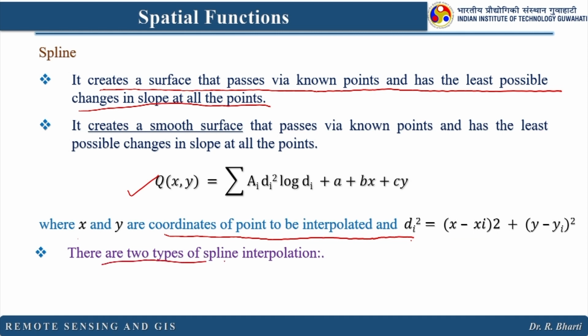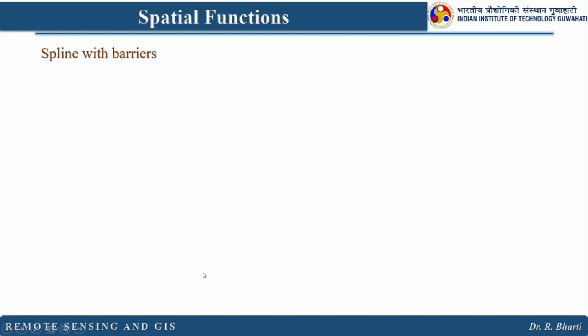There are two different types of interpolation in spline. The first one is regularized and the second one is tension spline. Here you have the flexibility to apply this spline with barrier. Now let us understand the concept of barrier in interpolation techniques, because whether you use IDW, kriging, or spline, everywhere you can use this barrier. Why? Let us understand this.